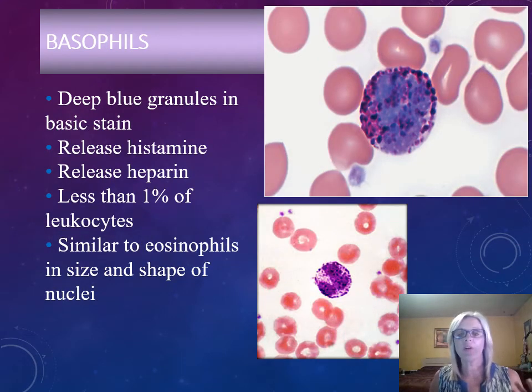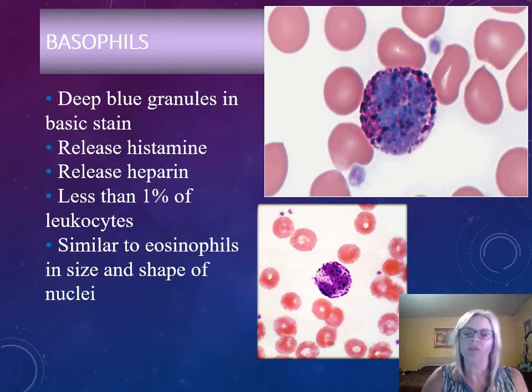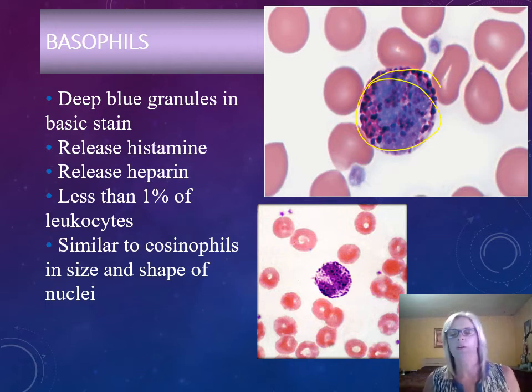So the last of our granulocytes are going to be basophils. Basophils are similar in the size and shape of the nuclei to eosinophils, but the key difference here is they have very irregularly shaped granules. So the granules can appear deep blue if you have a basic stain, and they can often cover the view of the nucleus. And so you can see here, looking at this picture, that these granules do not have a typical appearance to them compared to the previous picture.